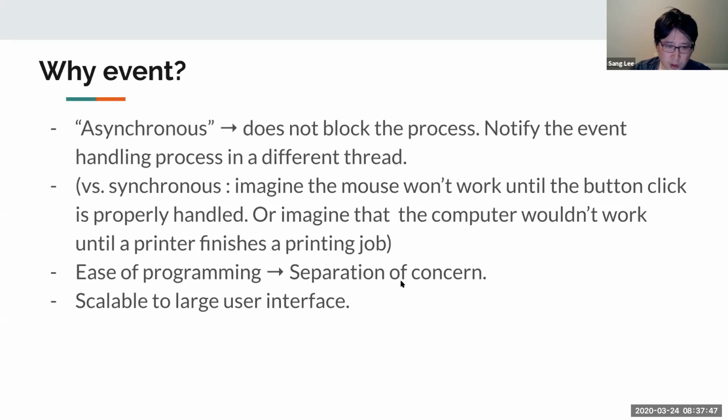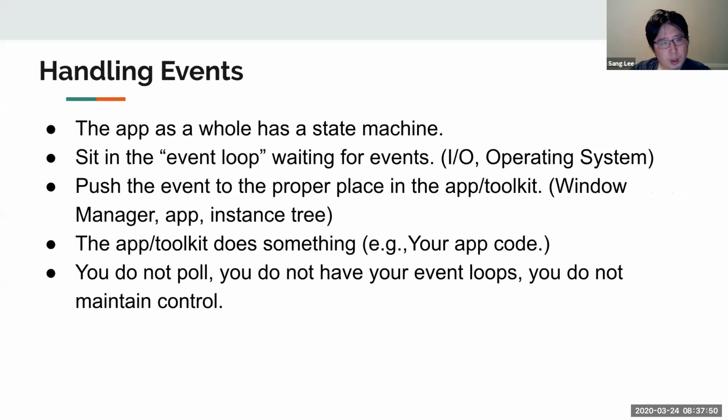And using events is going to be scalable to a large user interface. So for handling events, what happens in the actual program is that the app as a whole has a state machine, and it's going to wait until an event happens. There's going to be an event loop, which checks whether an event happened or not, and it's happening at the operating system level, not at the app level.